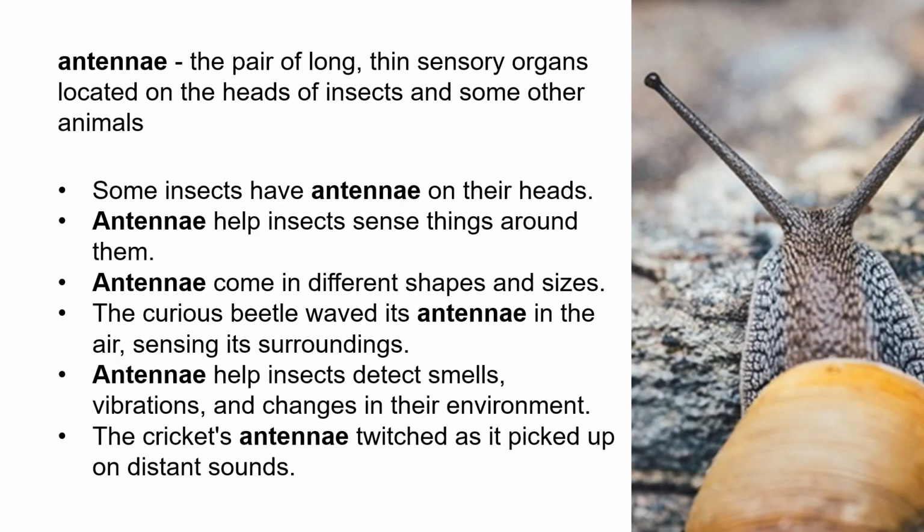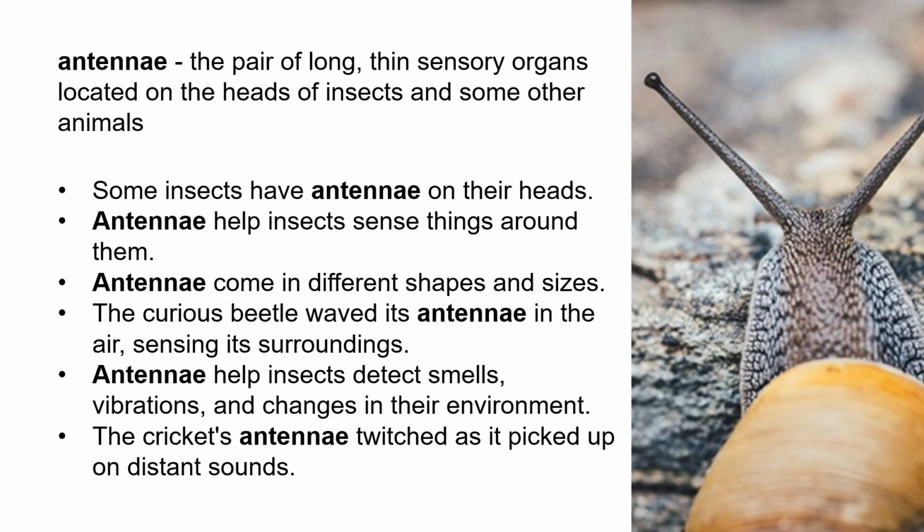Antennae. Antennae are the pair of long, thin sensory organs located on the heads of insects and some other animals. Some insects have antennae on their heads. Antennae help insects sense things around them. Antennae come in different shapes and sizes.